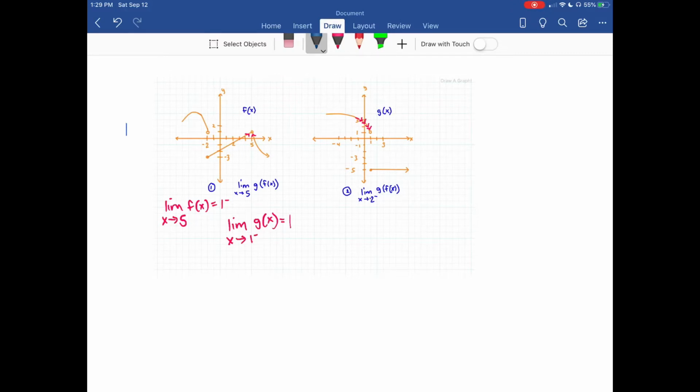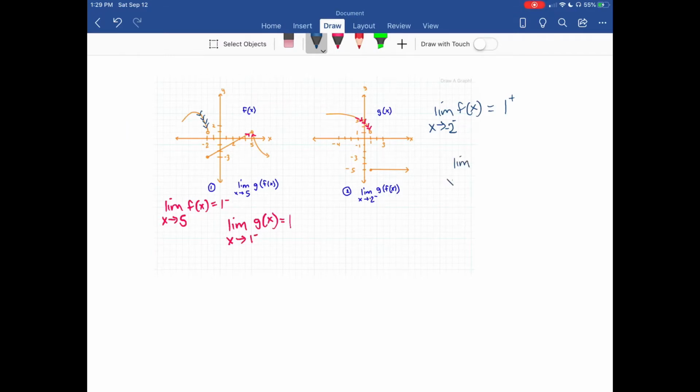Now, if we look at the second problem, it says the limit as x approaches -2 from the left of g of f of x. You'll kind of see this pattern now. I'm going to look to see what is the limit as x approaches -2 first of f of x. I'm going to go back to my f graph and look as I'm approaching -2 from the left. It looks like those values are approaching 1. From what direction? It's from above, right? So we're going to say 1 from the right, because it looks like all those values are 1.1, 1.01.